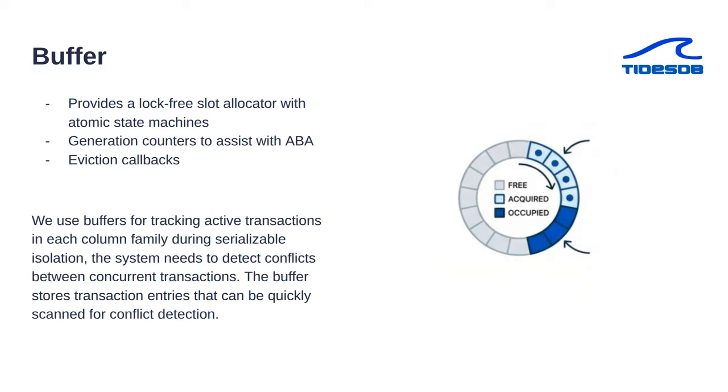We implement a buffer. The buffer is utilized as a transaction buffer, mainly for serializable transactions. It's lock-free. It has atomic state machines for each slot, and generation counters to assist with ABA. We utilize the buffers for transactions, active transactions in each column family during serializable isolation. The system really has to detect different conflicts for concurrent transactions, so the buffer assists us with that.